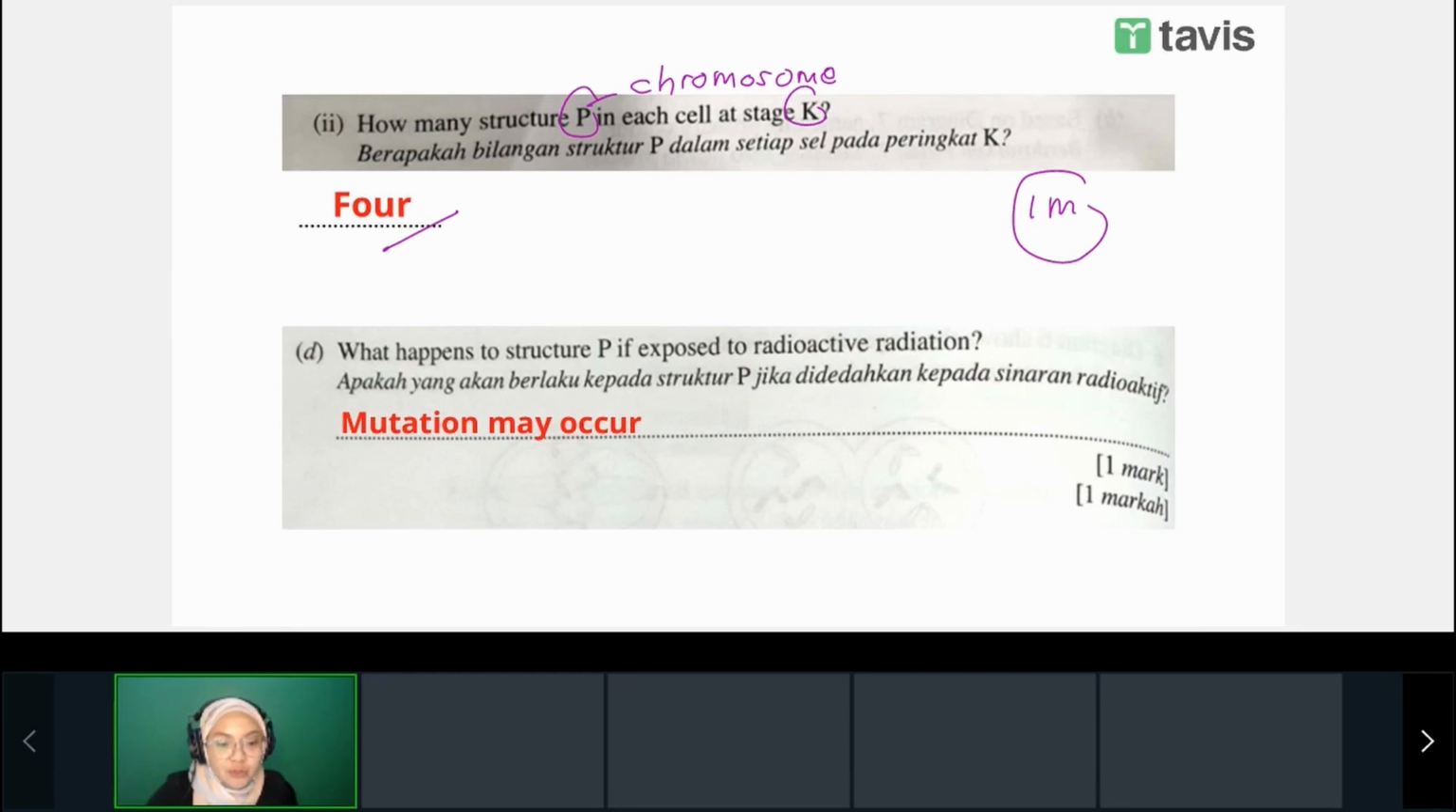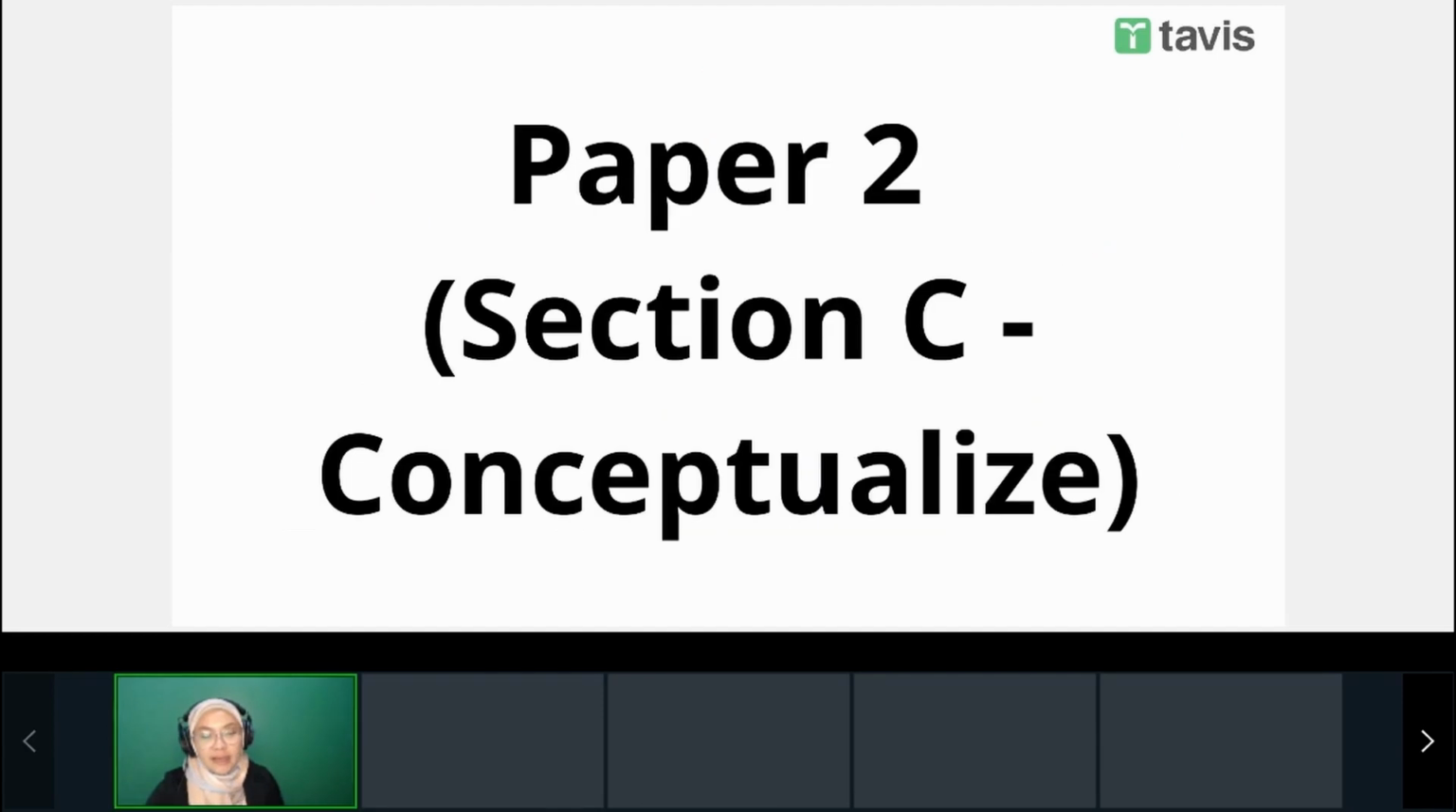What happened to structure P, the chromosome, if it's exposed to radioactive radiation? Mutation may occur. I talk about the factors that may cause a mutation. It may be ultraviolet ray. It can be genetic. It can be radioactive radiation. It can be from asbestos, from the environment.